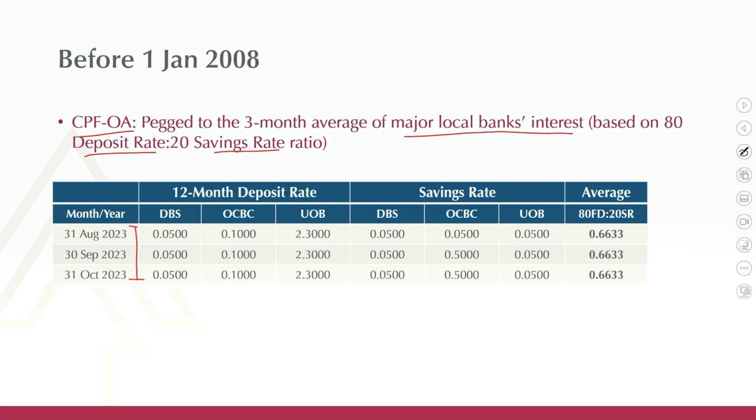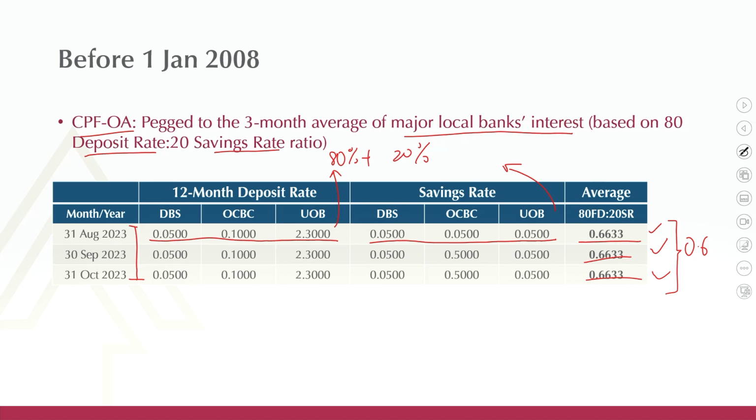Basically, the CPF Board will take the average of these major local banks' interest on the 12 months deposit rate and give it an 80% allocation. Then they add the average of the three major local banks' savings rate, and give it a 20% allocation. If you add these together, your average interest rate will be 0.6633. And you realize that through August, September, and October, it is all the same. So for this quarter, the average interest is 0.66.